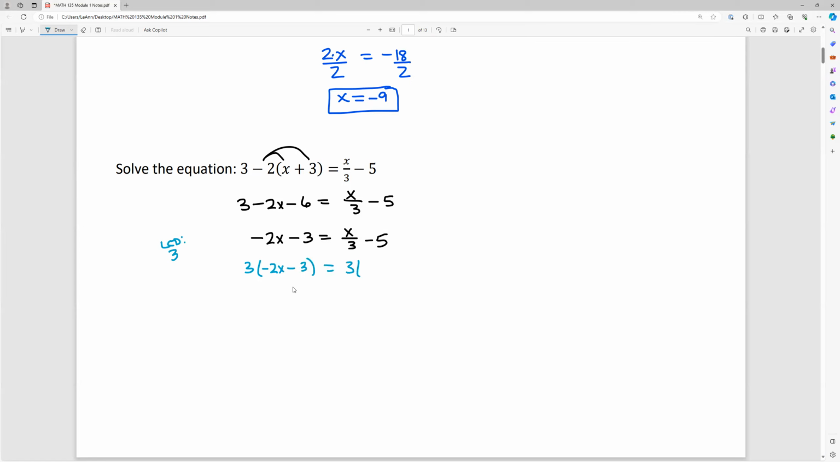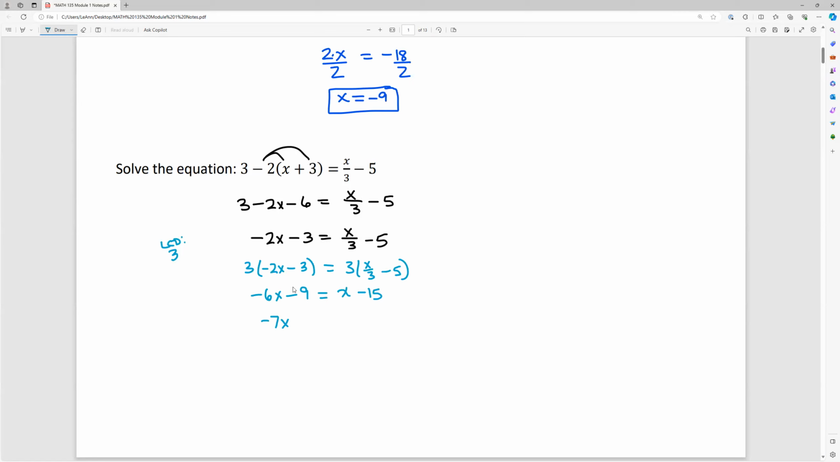we'll have to use the distributive property to distribute that. What we'll see though is it'll cancel out the fraction in that first term on the right side. So we're going to get -6x minus 9 equals 3x over 3, which is just x, and then -15. Okay. So then I would subtract my x over. So I'm going to have -6 minus 1x, which is -7x.